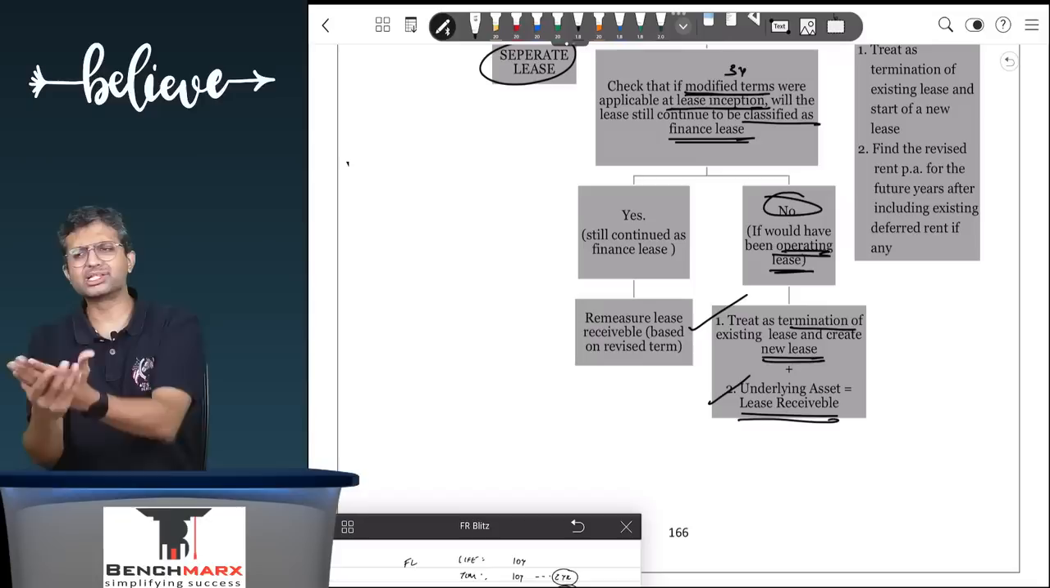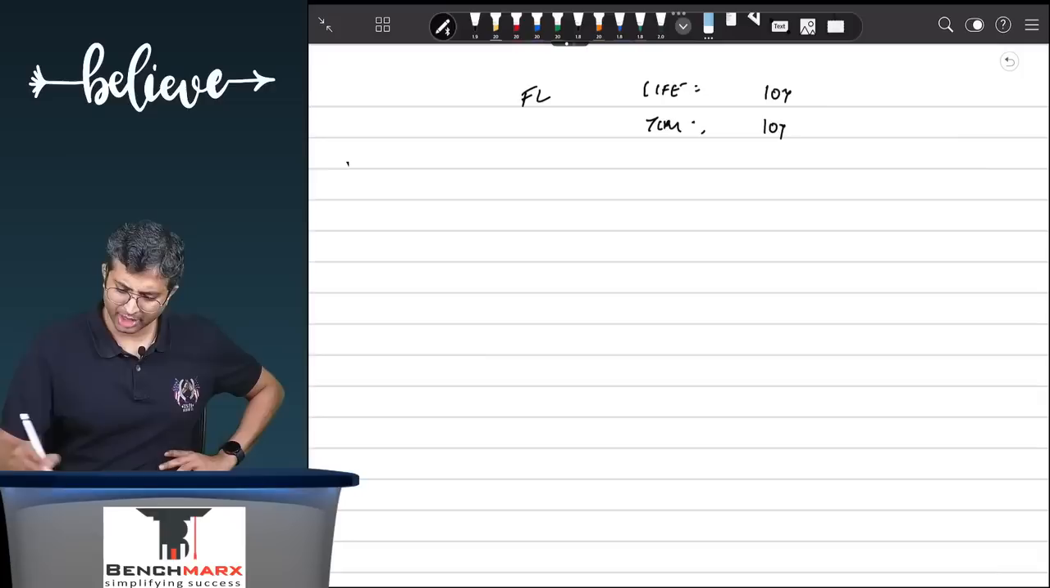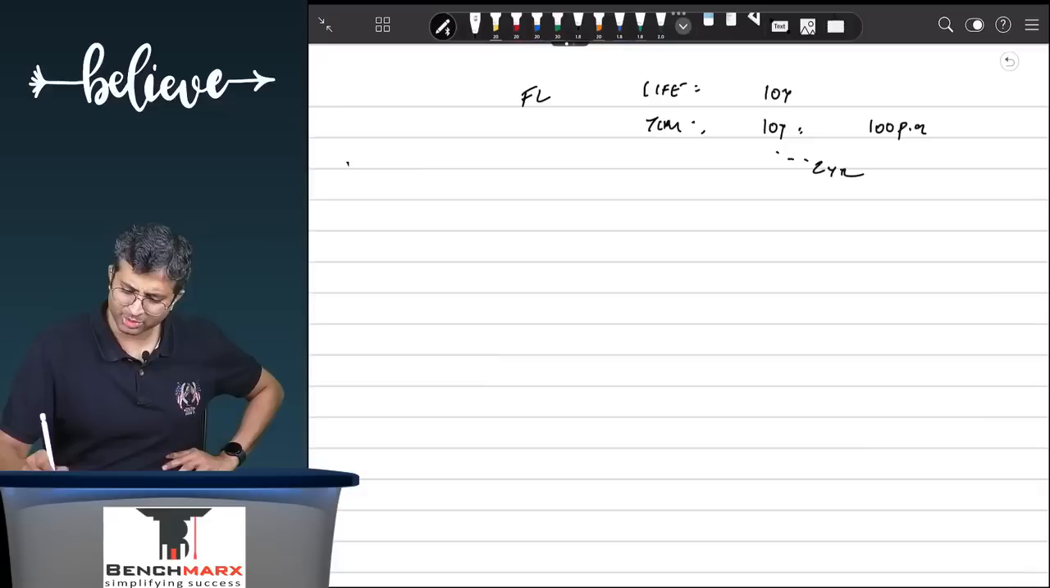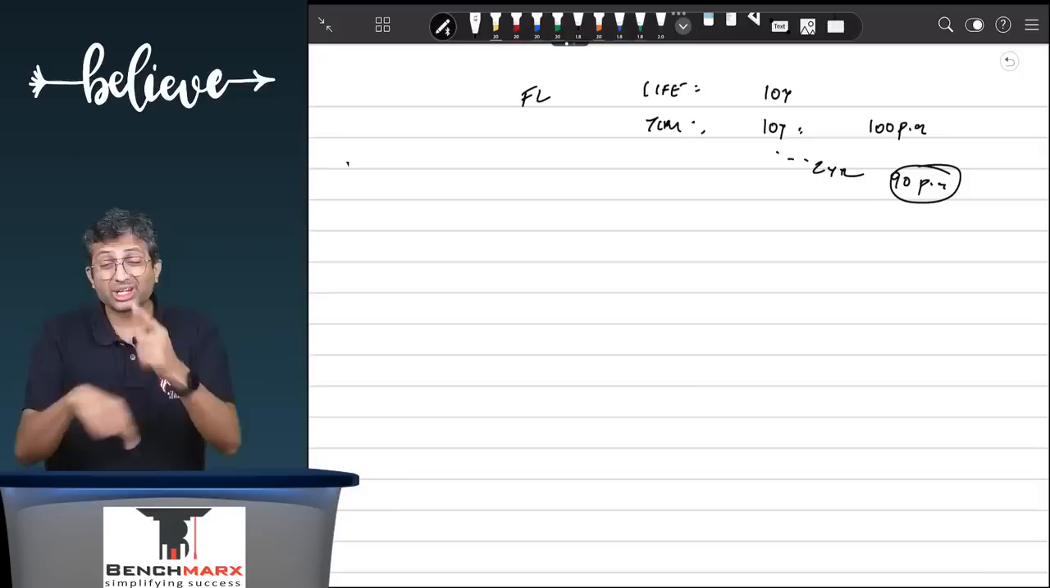However, if even after modification, let us say the modification is not that, let us say the term was 10 years, it was 100 per annum, 2 years go by, and after 2 years they say 100 doesn't work for us, make it 90, so they reduce it, or they make it 110, maybe this will still continue to be a finance lease, in which case you will re-measure the lease receivable like you measure the lease liability.